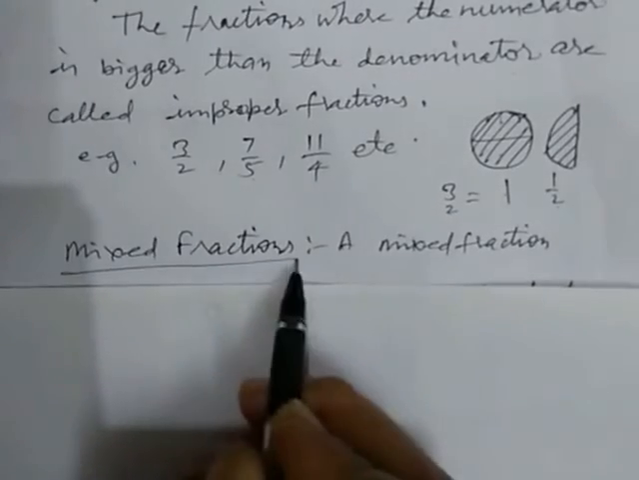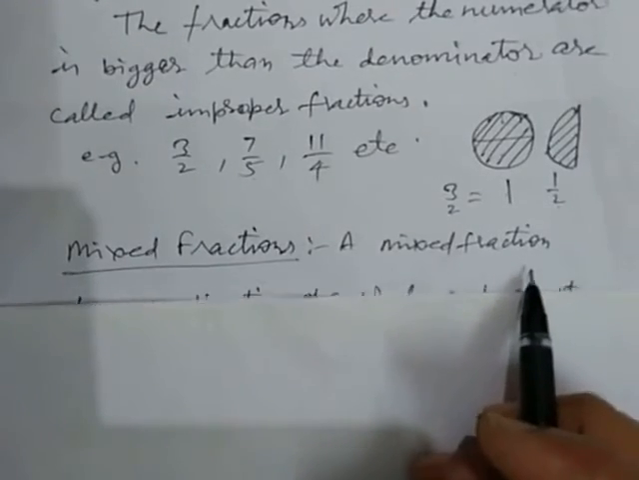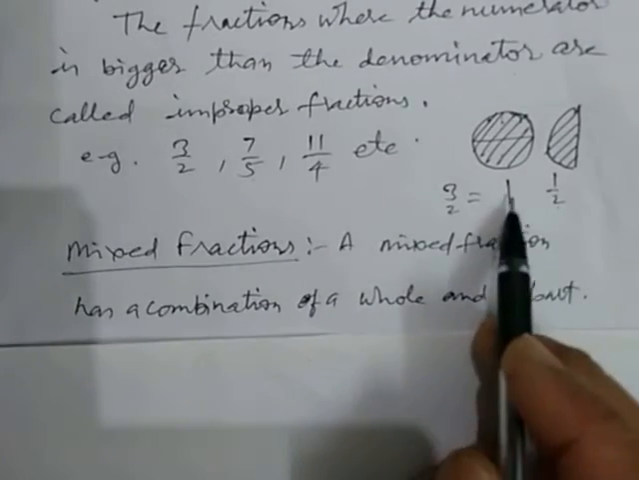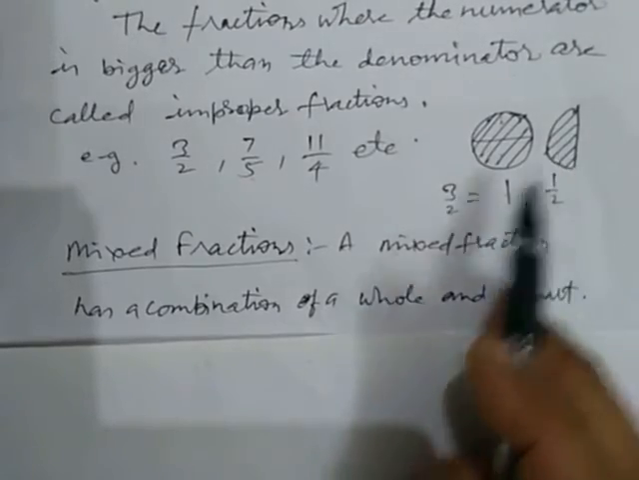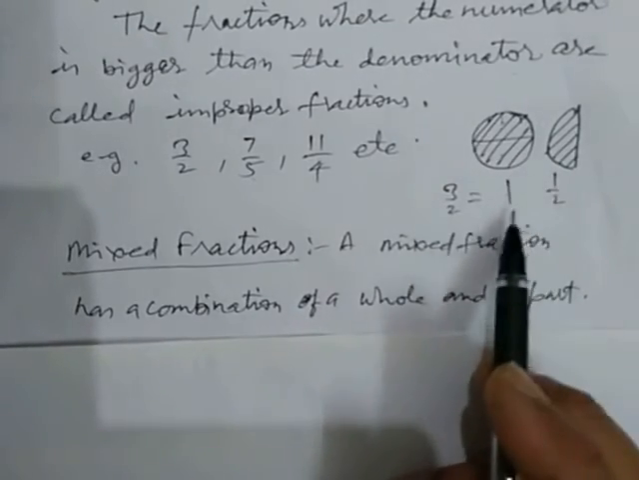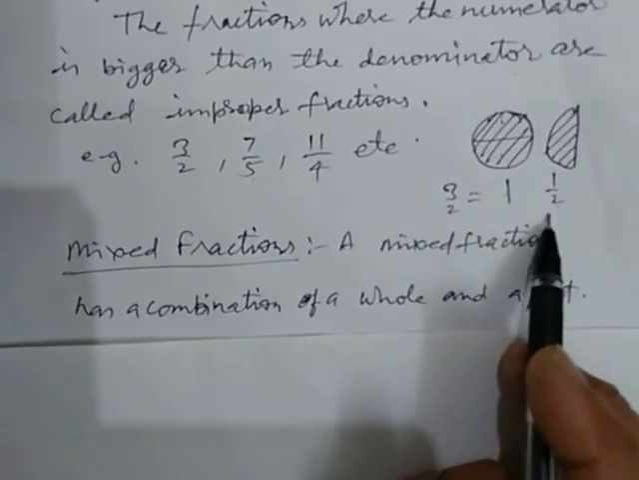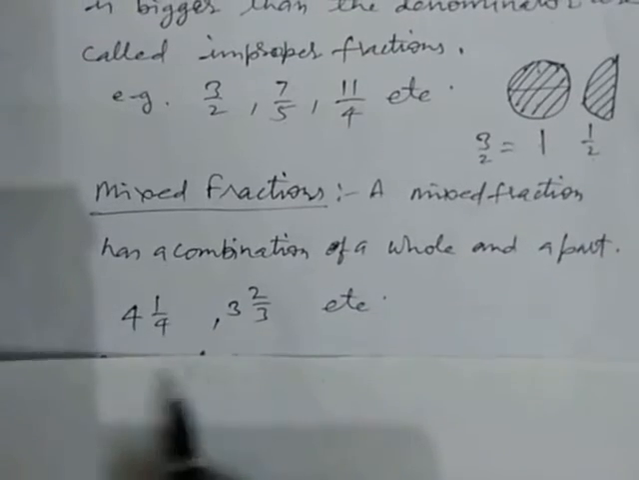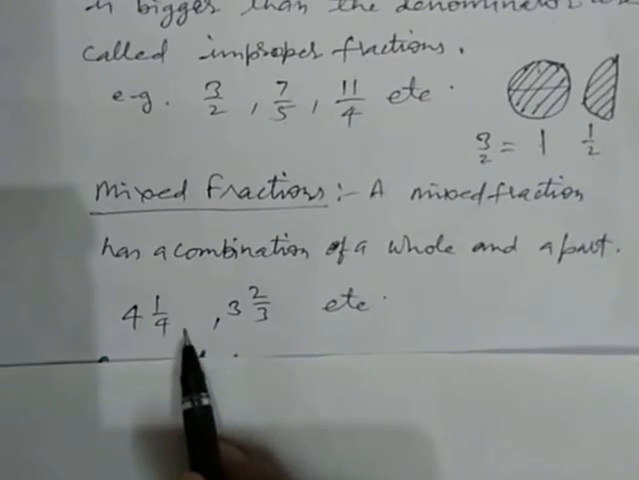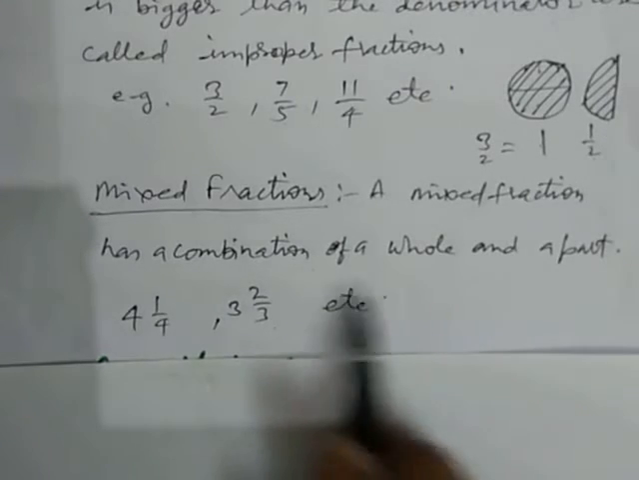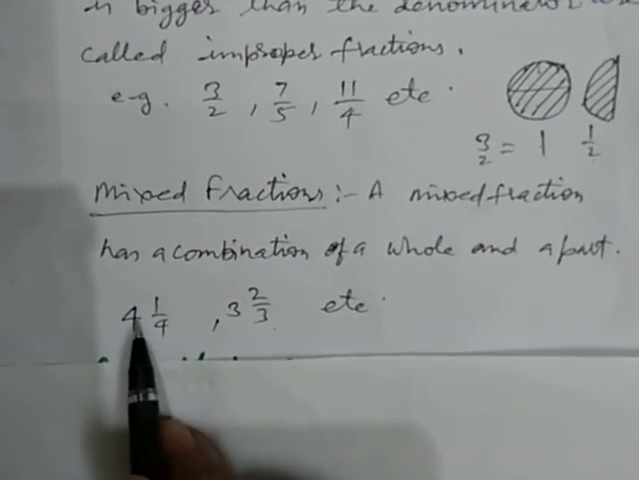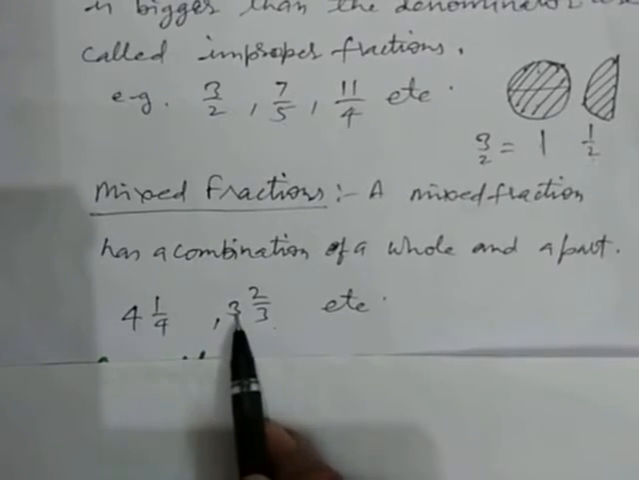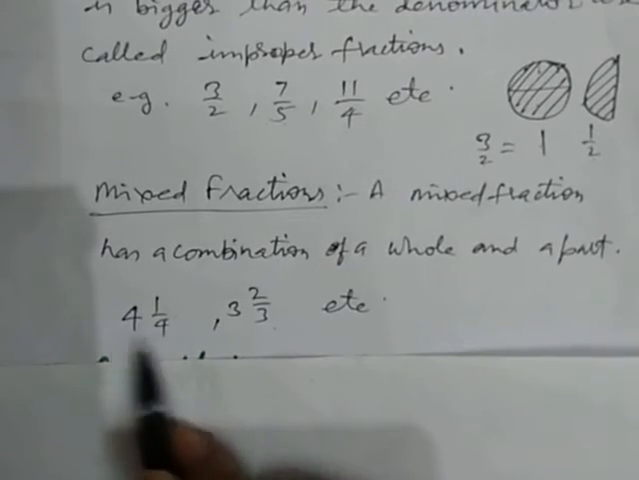Mixed fraction. A mixed fraction has a combination of a whole and a part. This is a whole number and this is a part. So if we represent 3 by 2 in the form of 1 and a half, this becomes a mixed fraction. Okay. Here are the examples: 4 and 1 by 4, 3 and 2 by 3, etc. These are the mixed fractions. Why are they mixed fractions? Because they contain a whole number and a part. This is the whole number and this is the part. Okay, so this is the mixed fraction.